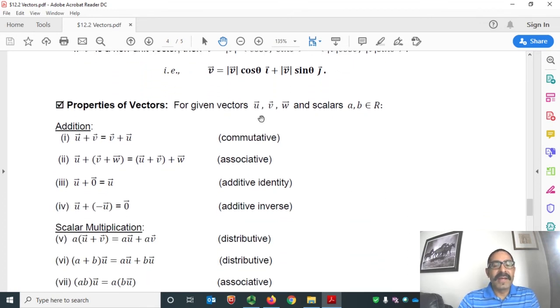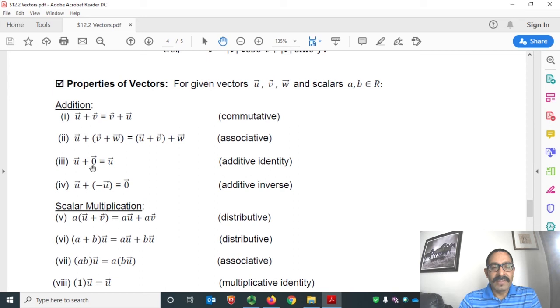Let's say we have 3 vectors and 2 scalars, then vector addition and scalar multiplication. First, vector addition is commutative. We can switch the positions and add them, and still get the same vector. This is true for real numbers also. If I add 2 plus 5, which is 7, or I can switch the positions and add 5 and 2, I'll get 7. Similarly, vector addition is associative. I can switch the grouping here again.